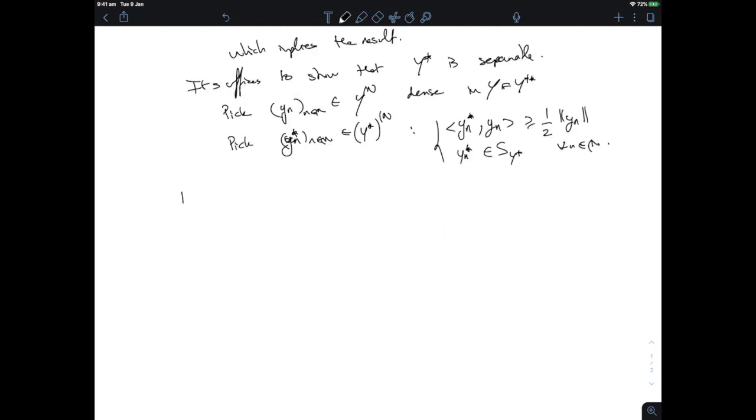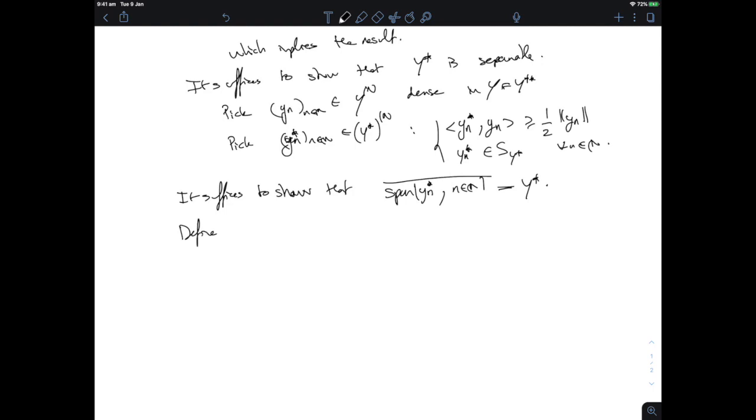So it suffices to show that the yn star, if I take their span and the closure of that, I get all of y star. That's going to give separability because you could take the span not with R as the underlying field, but with the rationals as the underlying field, and then you would have a countable dense subset of y star by taking that span. So this is all we need to prove. And how do you prove such a thing?